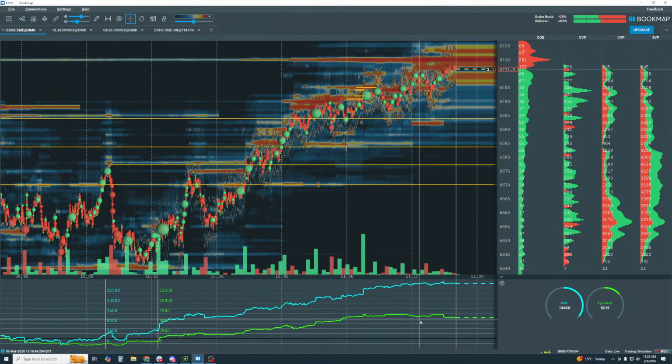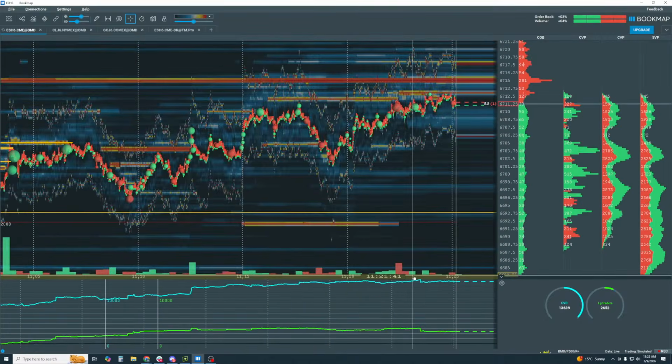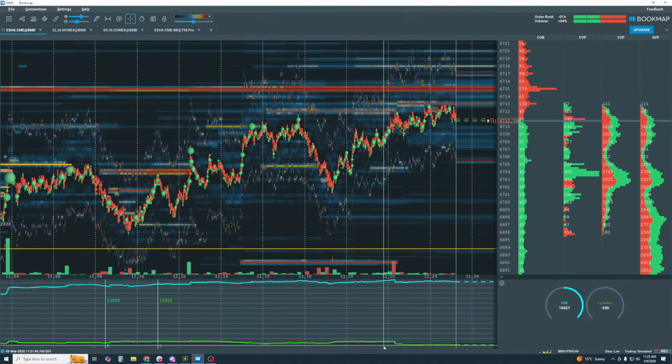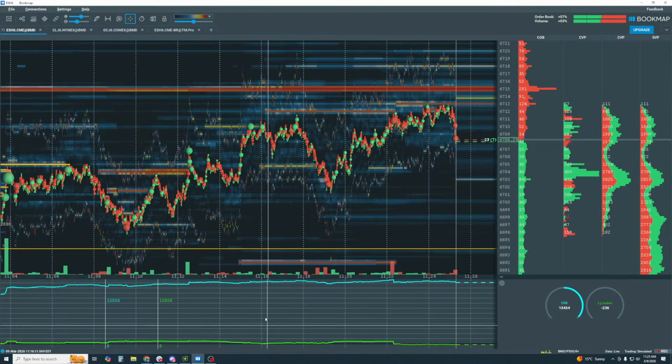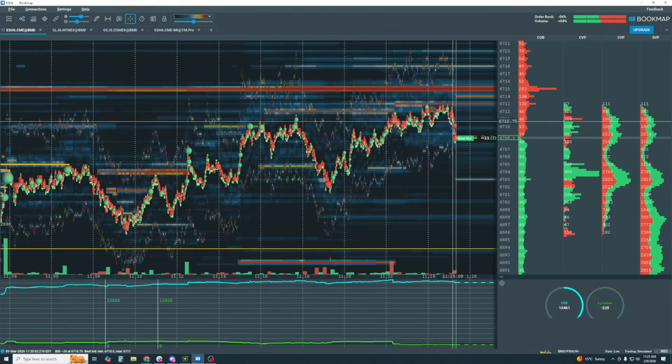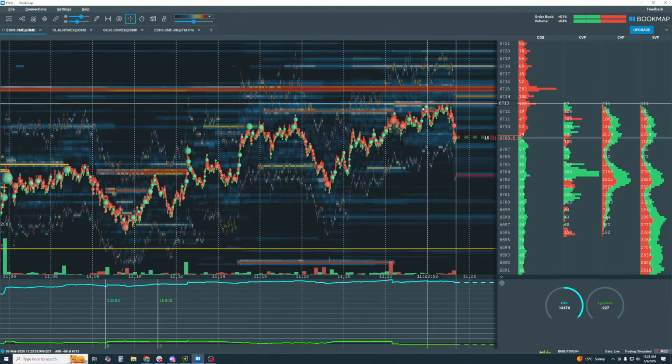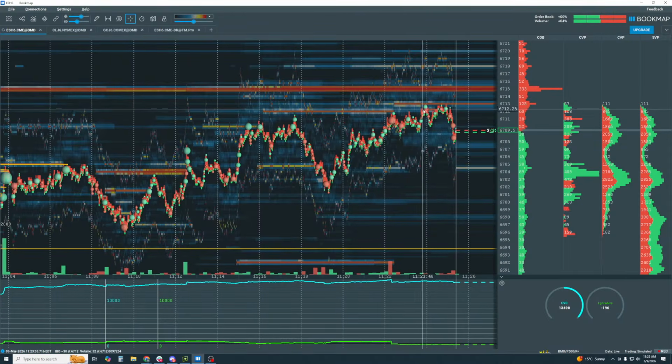See how the larger players are starting to, let's just zoom in a little bit more, starting to taper off a little bit. So that might give you insight: larger players are not interested in here.